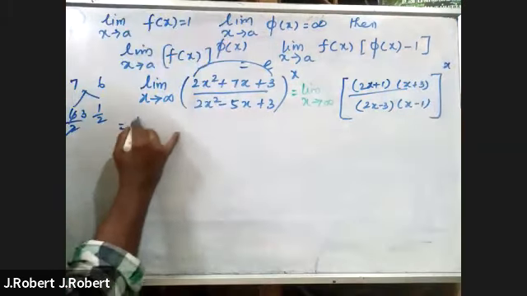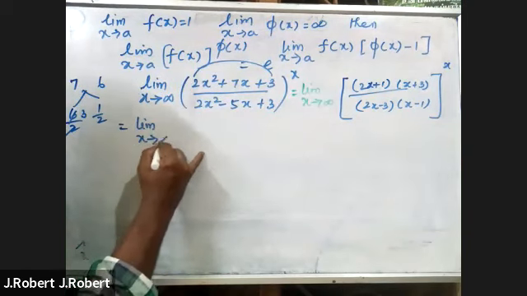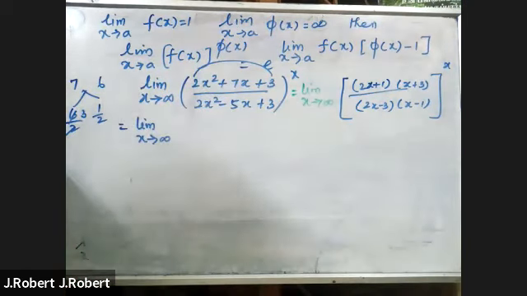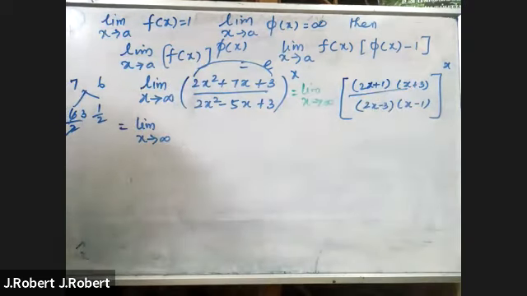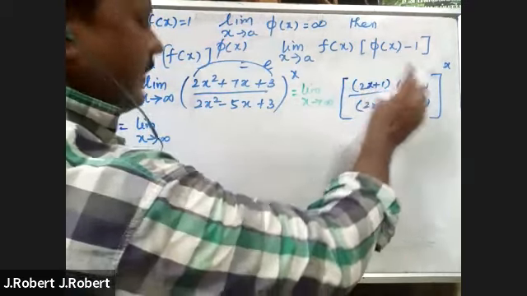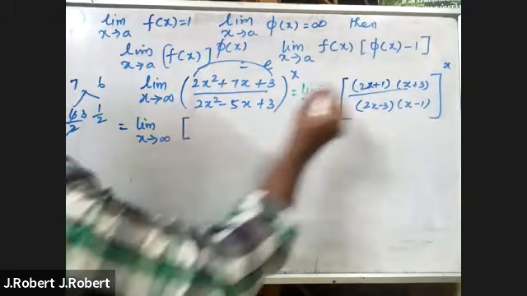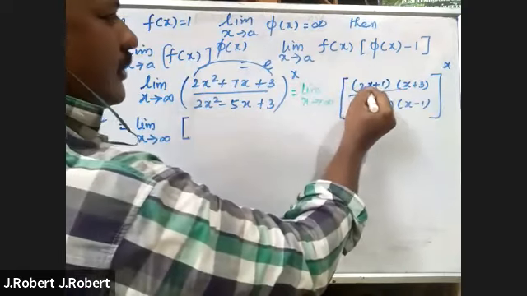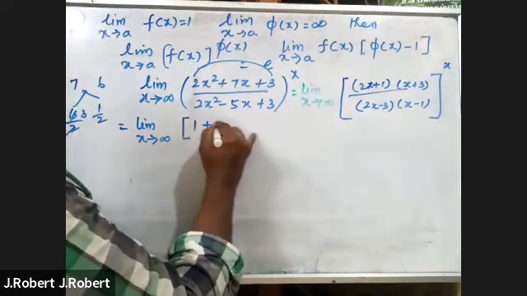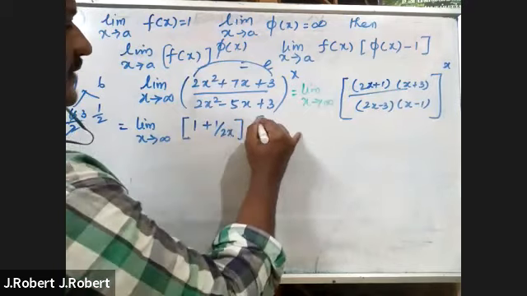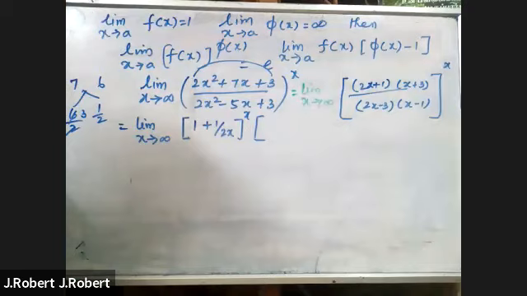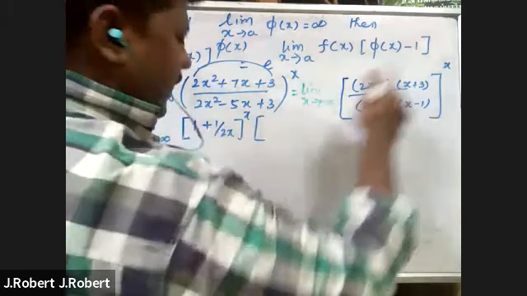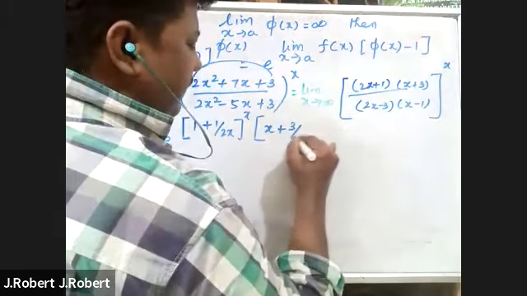The next step, limit x tends to infinity, 2x plus 1. Here we have 2x plus 1. First here I divide 2x by 2x. The second part has power x, so put that power x. x plus 3 is there. I divide by x, so x plus 3 by x.